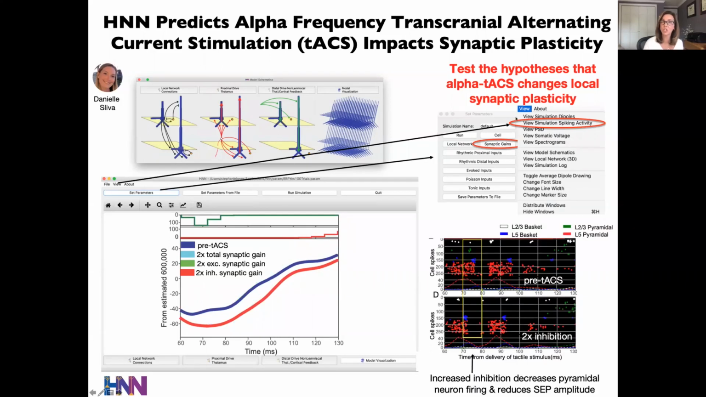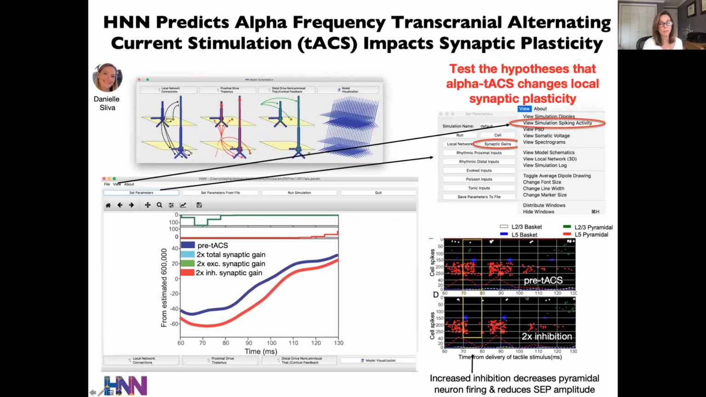So here I'm going to show you the spiking activity in the network. And so here's the spiking activity as a raster plot in all of the different cell types in our network, before we change the synaptic plasticity, representing our pre-tACS condition, and once we increase the inhibition twofold. And what you can see is that as we increase the strength of the inhibition, we get less spiking in our pyramidal neuron populations. And this decrease in spiking corresponds to a lower amplitude evoked response.